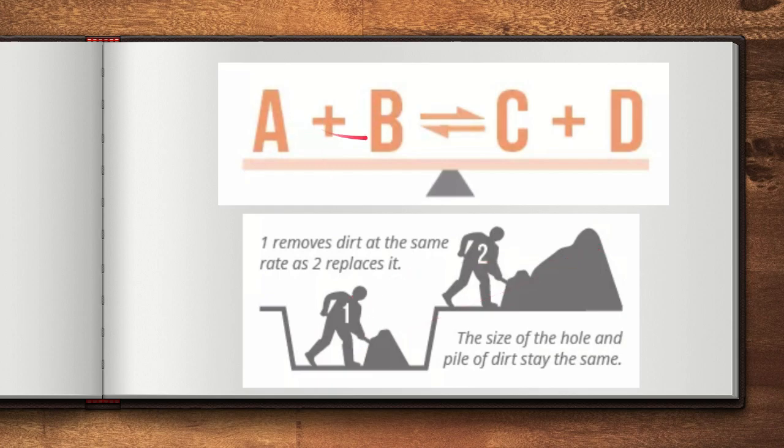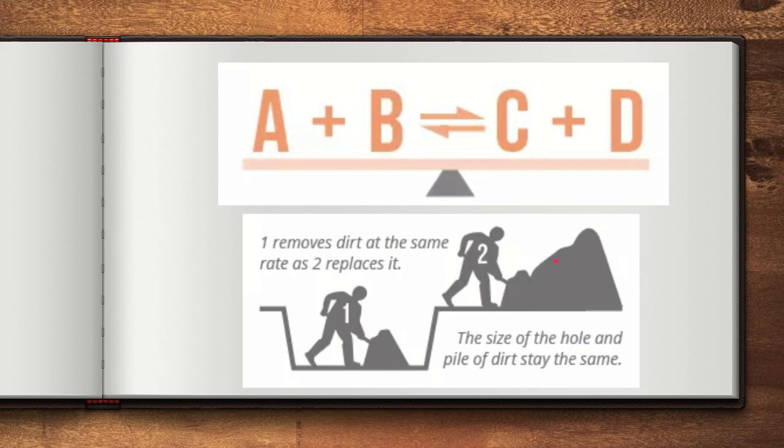Worker 1 would be the forward reaction, making the products. Worker 2 would be the backwards reaction, he would be C and D, making A and B again. Now say worker 1 is shoveling out at exactly the same rate as worker 2 is shoveling in. That hole would never get any bigger. That pile of dirt would never get any bigger. That hole would never get any smaller. Worker 2 would never fill in the hole. Worker 1 would never make a bigger hole.